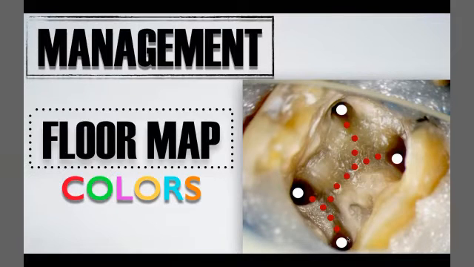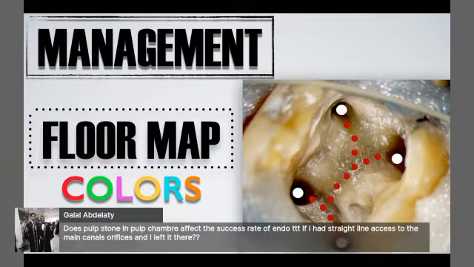Yes, very nice question. Actually, we have to remove the pulp stone completely, because under the pulp stone we have pulp tissue, and we cannot leave any pulp tissue inside the pulp chamber. So we have to remove the pulp stone completely. As I said, with any kind of magnification, we can do the job.